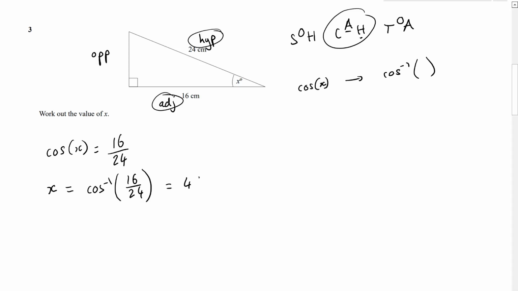answer of 48.2 degrees. But again, everything in the question has been given to 2 significant figures. So this is to 1 decimal place, but that is going to become that x is equal to about 48 degrees to 2 significant figures. And now we can solve for an angle.